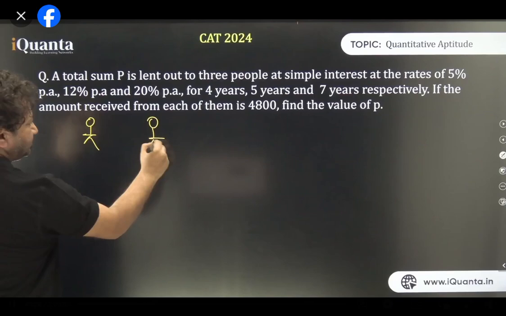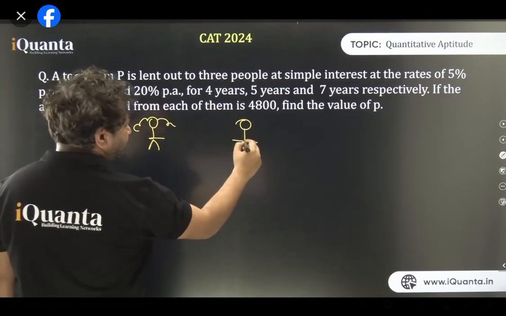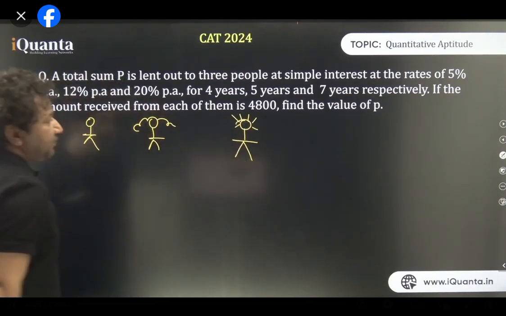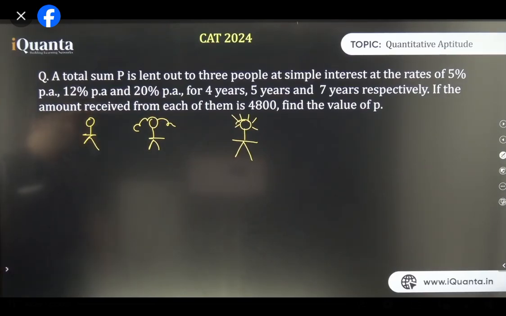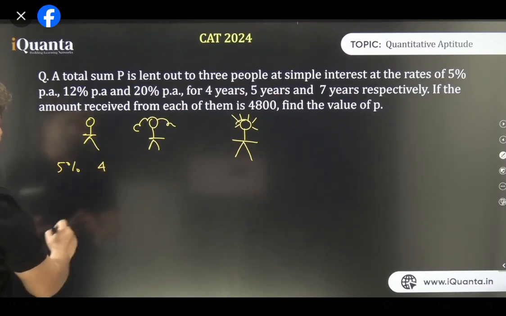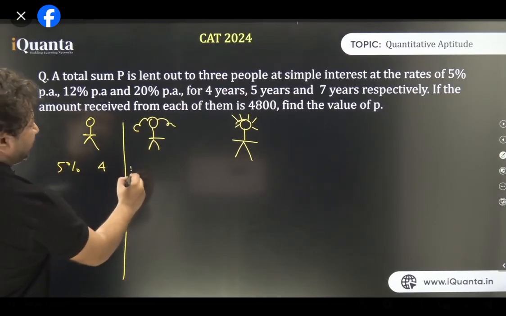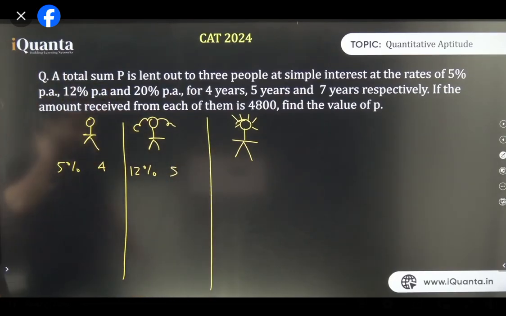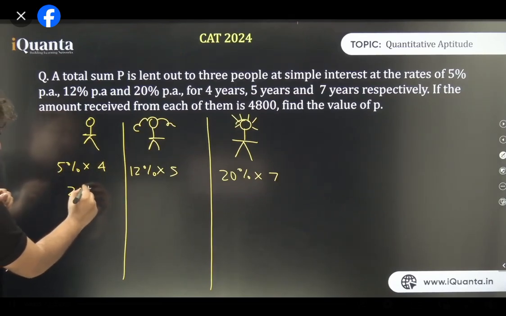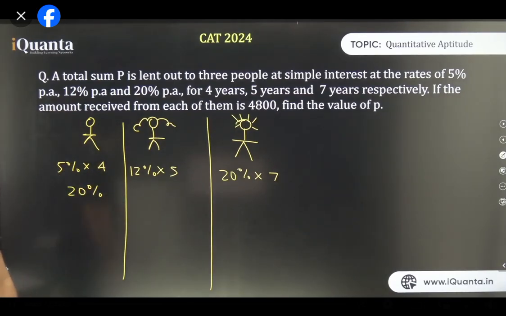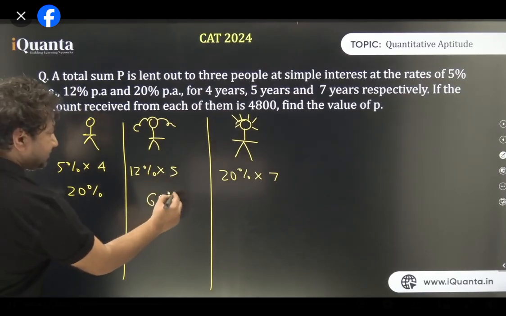First person, second person, third person. For the first person, the rate of interest was 5%, and time was how much? 4 years. The second person, the rate of interest was 12%, and the time was 5 years. The third person, the rate of interest was 20%, and the time was 7 years. I'll multiply them. So for the first person, he got overall 20%. Can we say that, yes or no? 5% every year, that means 20% in total. Here, 60%. Here it is 140%.